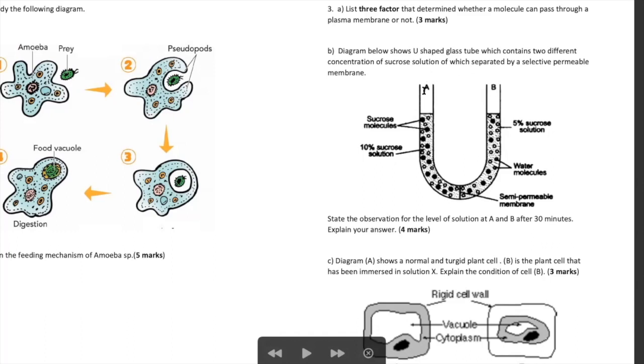A ni ada banyak sucrose. Sebab apa dia ada 10? B ni ada banyak apa? Ada banyak gula lah. Sebab apa? Dia kurang air. Dia kurang sucrose.